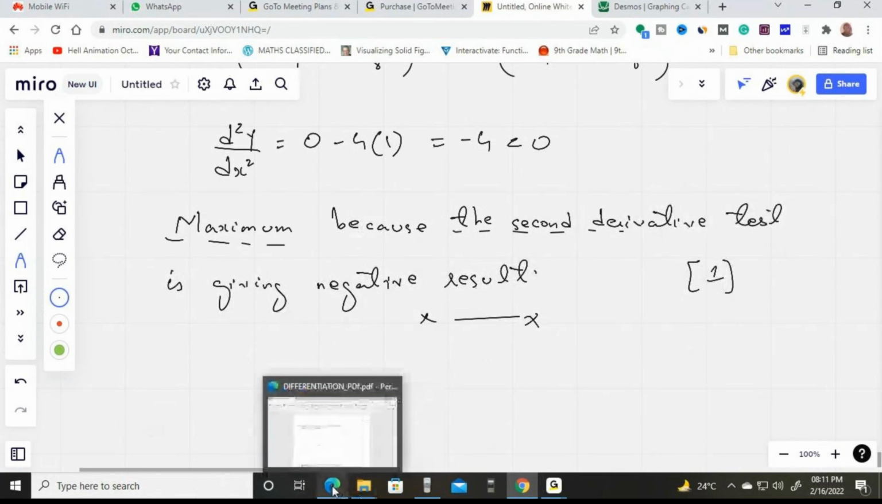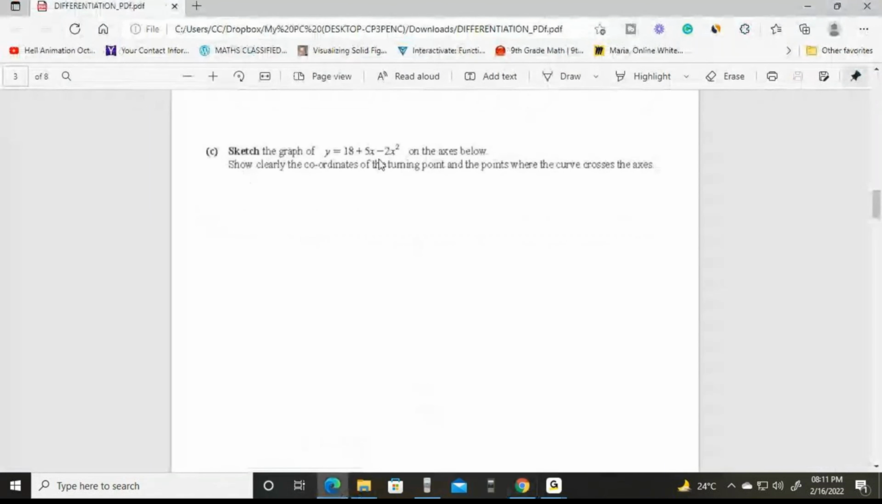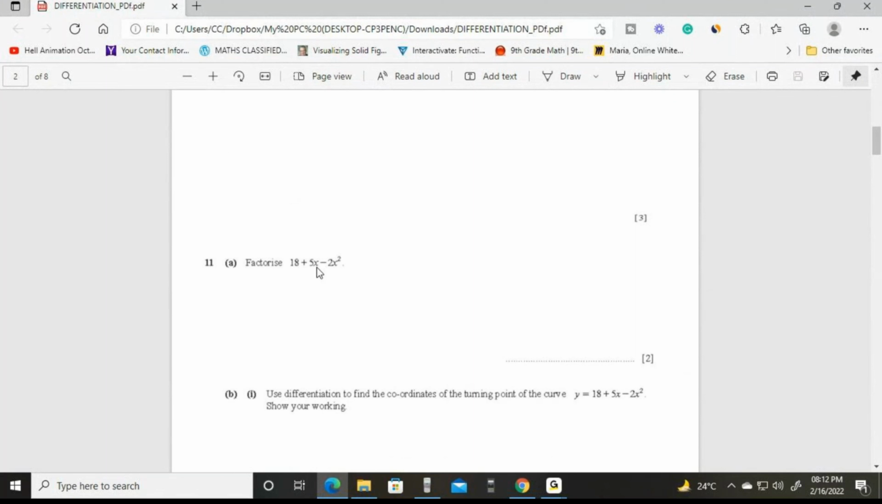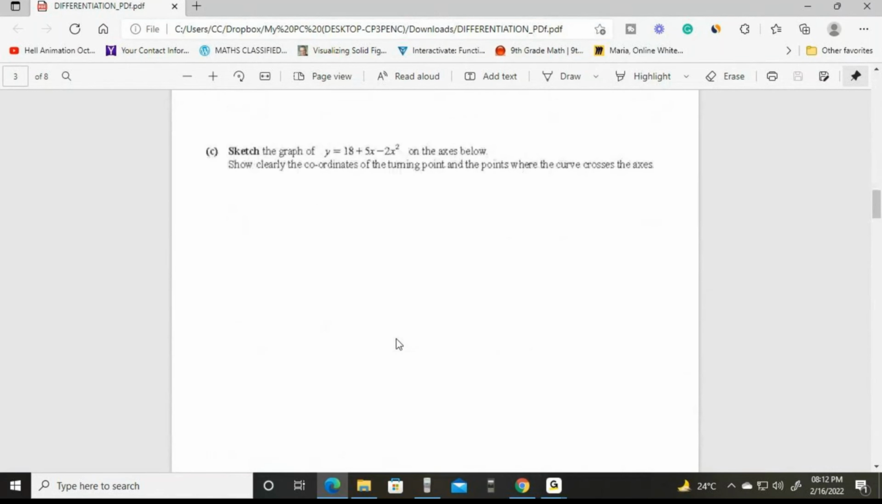Okay, next. Now see here in part C, they're asking you to sketch the graph on the axes below and show clearly the coordinates of the turning points and the points where the curve crosses the axes. Means you need to highlight the turning points, y-intercept and the x-intercepts. In your part A, you have already factorized it. So you have two linear factors. If you equate them to zero, you can get the two x-intercepts, because this expression is equal to y, it is equal to f of x. So the y coordinate is zero.